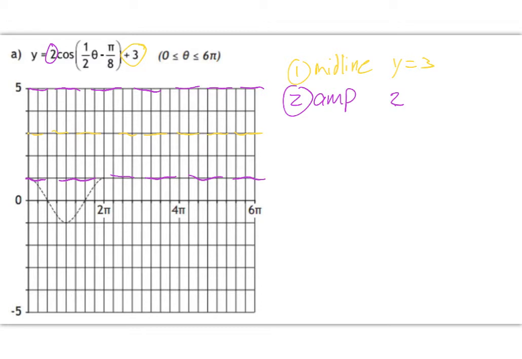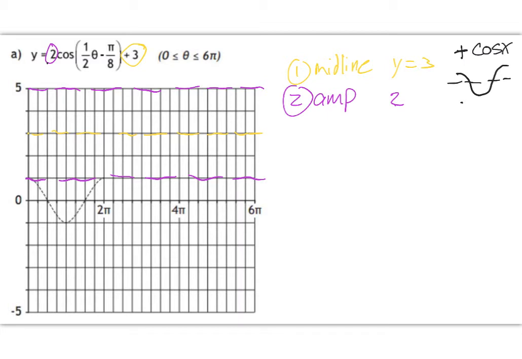The other thing that's really important right now is for us to identify, is this positive or negative? It's positive. And is it sine or cosine? This one's cosine, so I know that my graph is going to look like this. So I'm going to call this the positive cosine graph.